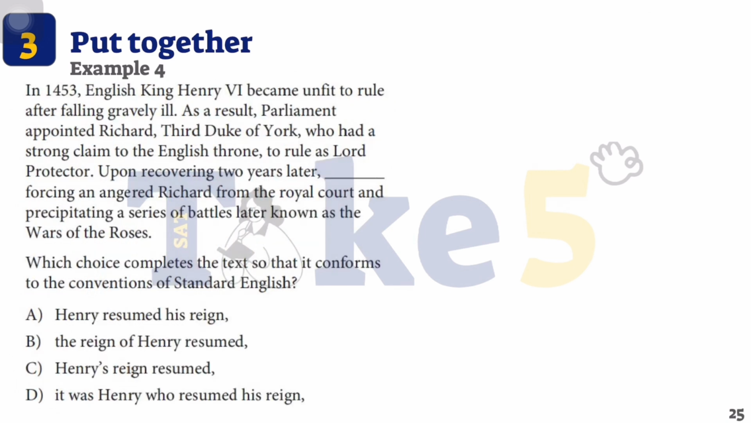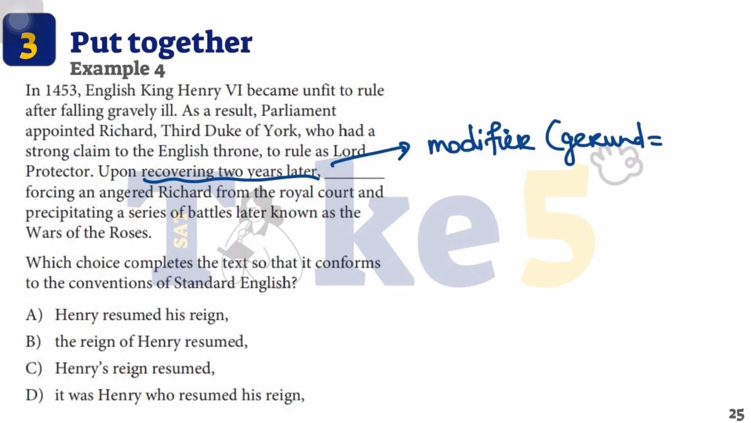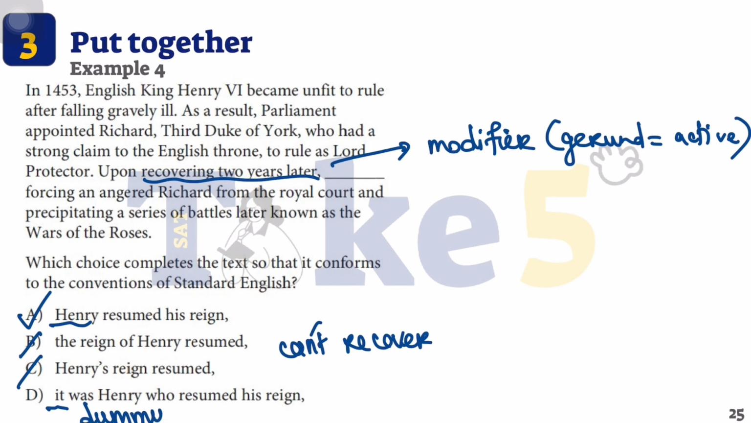In this example, to be able to find the right subject that agrees with the modifier, we need to see who can recover two years later, because this gerund form means that this is an active action or the subject performed this recover action. The only fitting answer would be King Henry himself, or answer A. "The reign" and "Henry's reign" are the same, and both are incorrect because they cannot be the subject of the modifier's verb "recover." Similarly, "it" as a dummy pronoun cannot perform this action either, so D is incorrect.